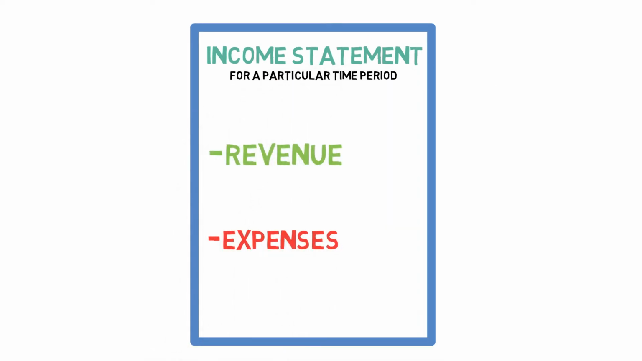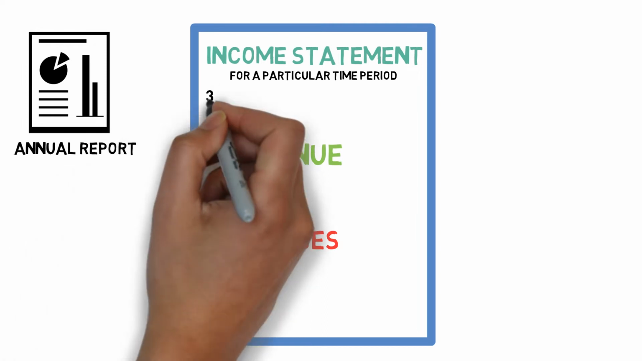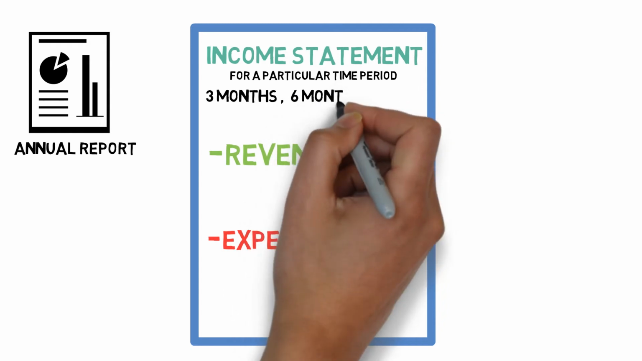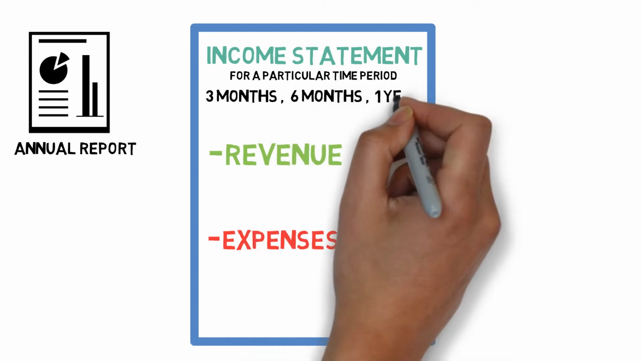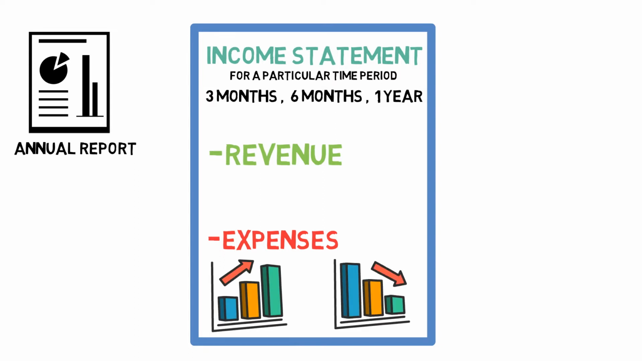Income statement mainly focuses on revenues and expenses. It is also reported on the annual report of a company. Income statement can be made quarterly for 3 months, semi-annually for 6 months, or yearly. And it tells us how a company has performed during that particular period. Or to put it simply, it tells us the profitability of a company for that particular period of time.